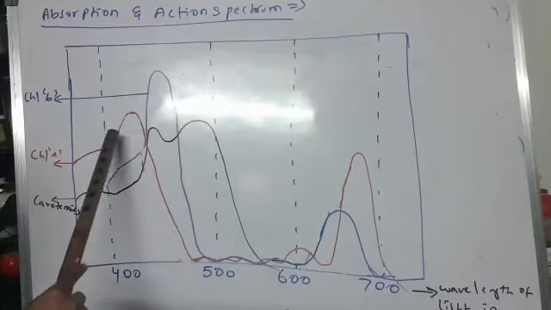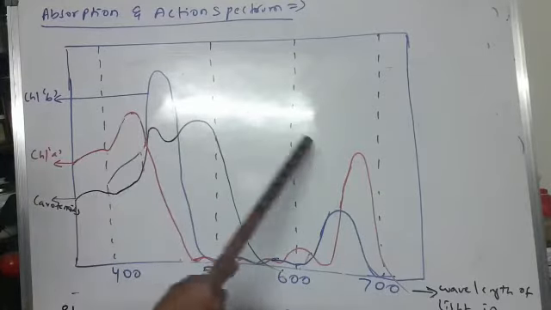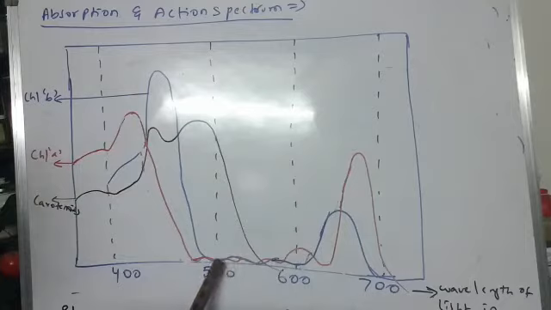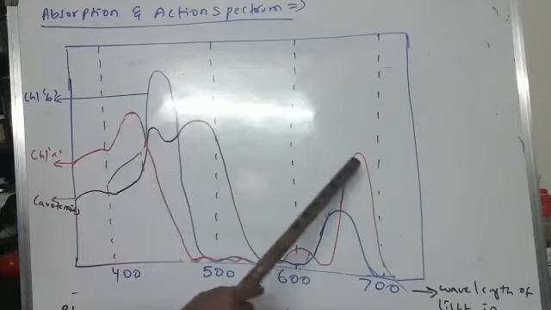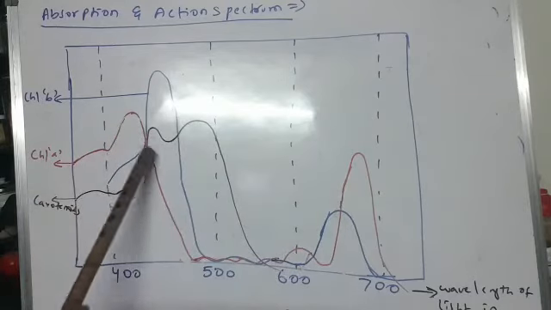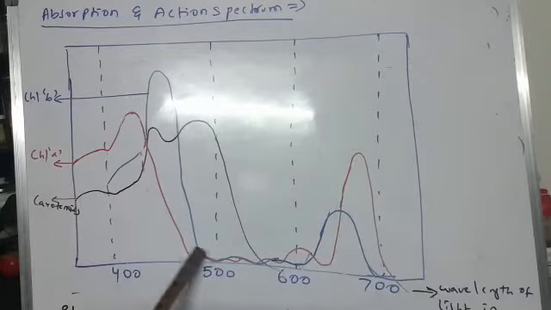So chlorophyll A absorbs blue light and also red light. See, it is not absorbing the remaining green, yellow, orange portion; it is not much absorbing. It mainly absorbs blue light and red light. So this is the graph of chlorophyll A, the absorption spectrum of chlorophyll A.